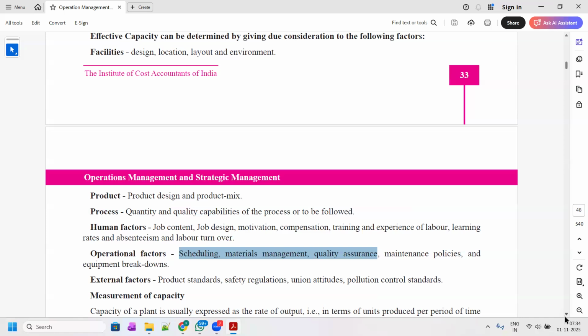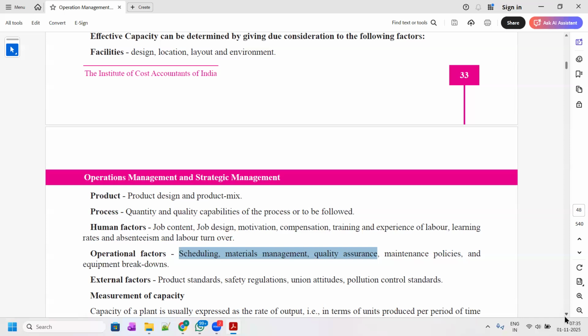Next thing is, when we talk about the effective capacity, what are the factors that affect the effective capacity, Rajshri? Sir, the factors are facilities, product, process, human factors, operational factors, and external factors. Explain them.